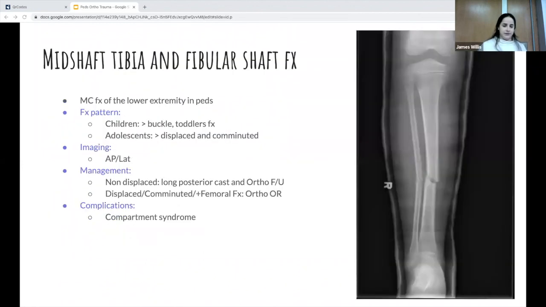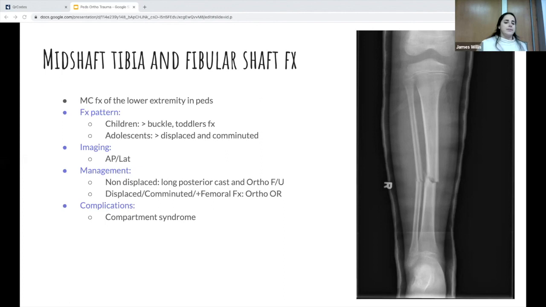Midshaft tibia and fibular shaft fractures. This is the most common fracture of the lower extremities in pediatric patients. The fracture pattern also depends on the patient's age. If it is a small kid, it might be a toddler's fracture or a buckle fracture. If it is an adolescent, it will be the same as in an adult patient, usually displaced and comminuted. Imaging is AP and lateral. For management, if it is non-displaced, you can do a long posterior cast and follow up with ortho. If it is displaced, comminuted, or if there is a femoral fracture, then they need to go to the OR for ortho because the complication is compartment syndrome.